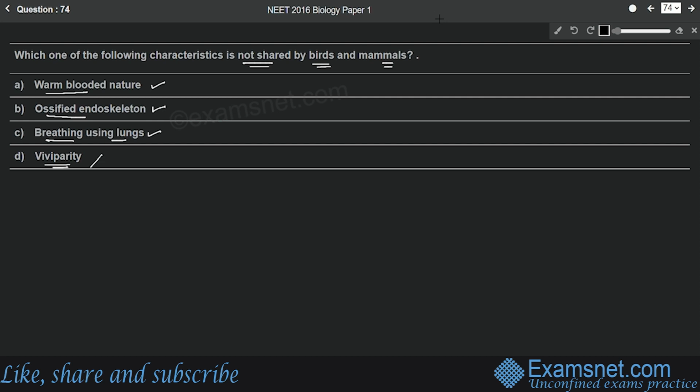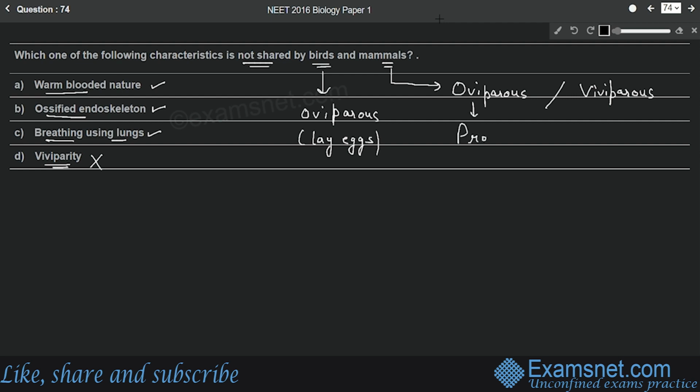Now this is not correct because we know that the birds are oviparous in nature. Okay, these are oviparous. That means they lay eggs. They lay eggs. They do not give birth to the young ones directly. Whereas mammals can be oviparous or viviparous. Okay, oviparous as well as viviparous. Viviparous means they give birth to young ones. Examples of oviparous is prototherians.